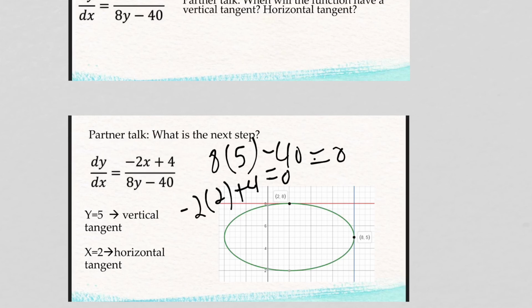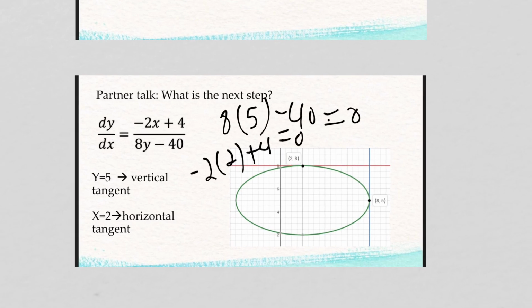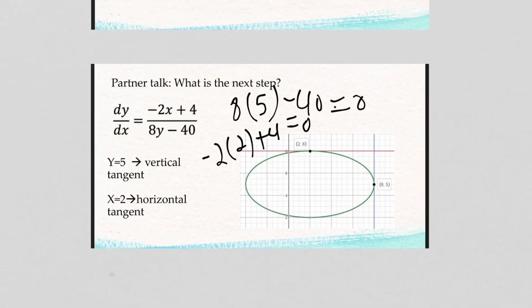Now, what the question may ask, though, is not just the x or the y value that causes this, but the actual point. So we can see on our graph that it's at 2, 8, and then also 2, it looks like 2 down here, and 8, 5, and then 8, maybe negative 1 over here. So how can we figure that out if we don't have the graph? Well, we have a function that we can reference.